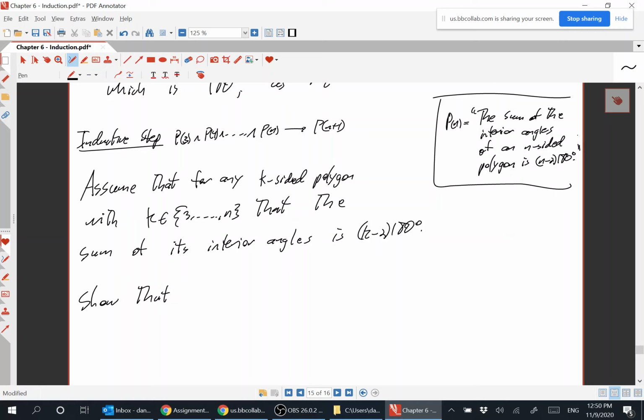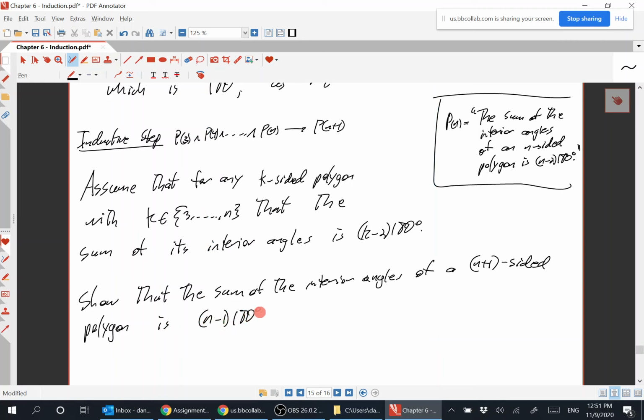What's the first word that I should write? Show that what? The sum of the interior angles of an n plus 1 sided polygon is n plus 1 minus 2 times 180. Well, that ends up being n minus 1 times 180 degrees, right?